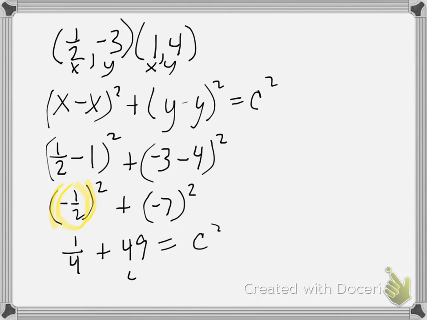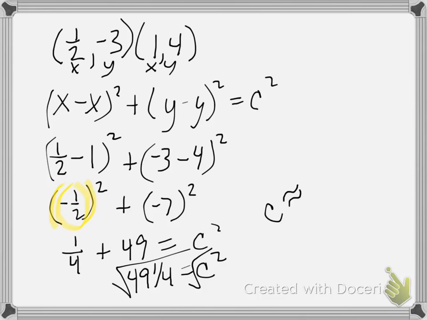And so now I have 49 and 1/4 equals c squared. So I'm going to take the square root of 49 and 1/4, so square root of 49.25, or you can put it in a fraction if you want to, into your calculator. And it does not come out nice and clean, but it's around 7.01, 7.02 if I round off to the nearest hundredths.